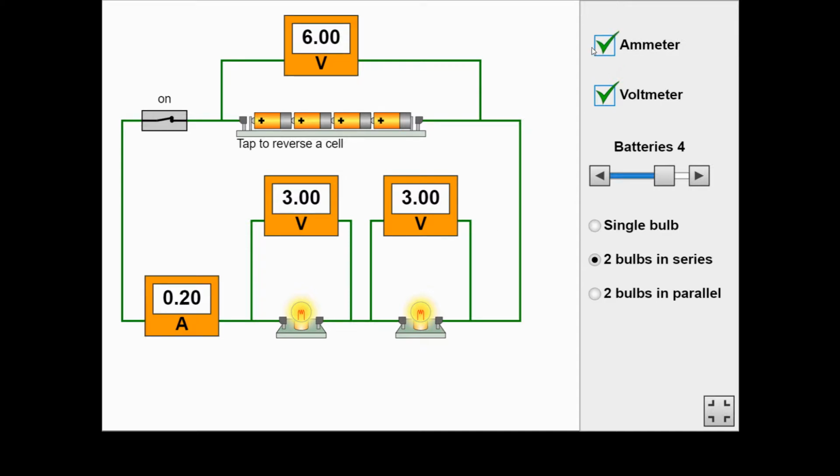Current is always going to be the same. At any point in a series circuit, the current will always be the same. So series circuit, potential difference is shared between the components. Current remains the same all the way around the circuit, because bearing in mind that the current is the amount of charge that is being pushed around per unit time. And that is the same because it's one circuit.